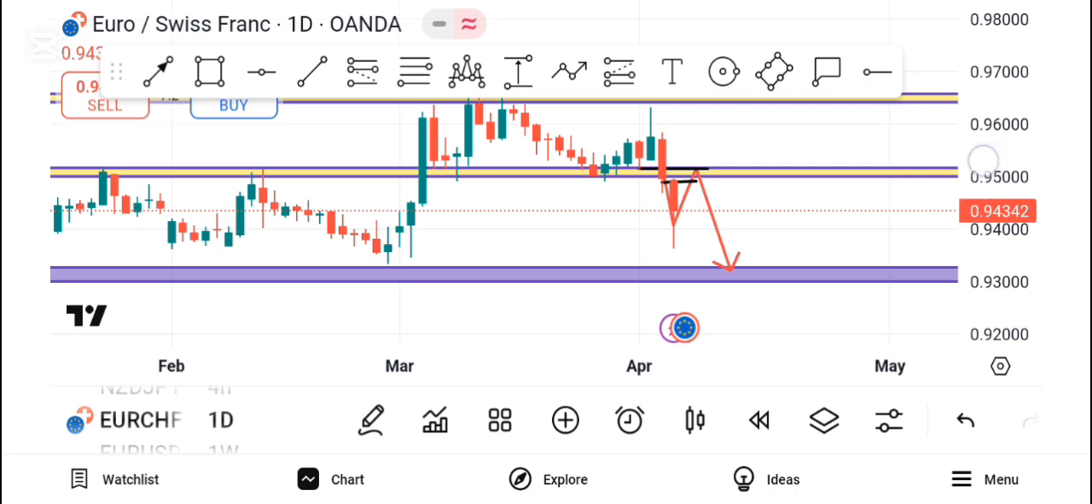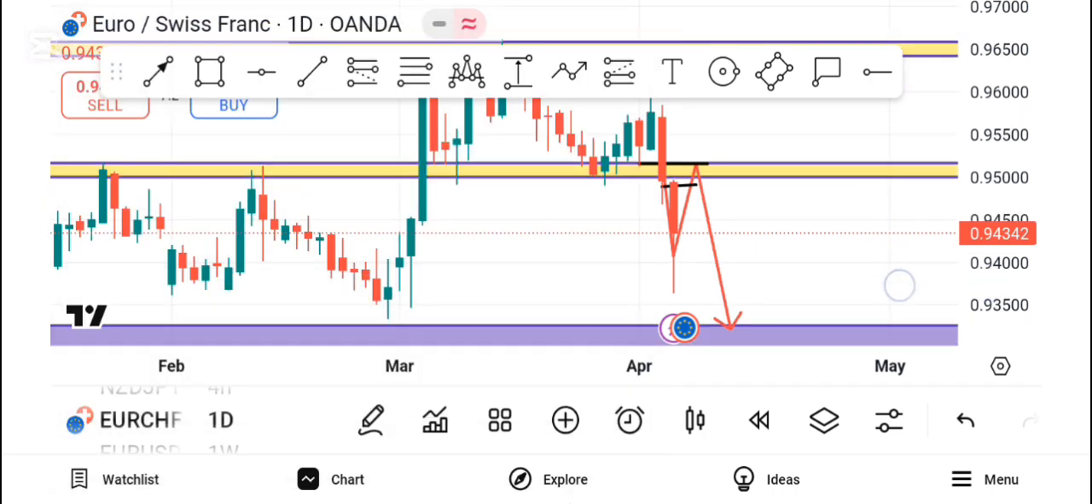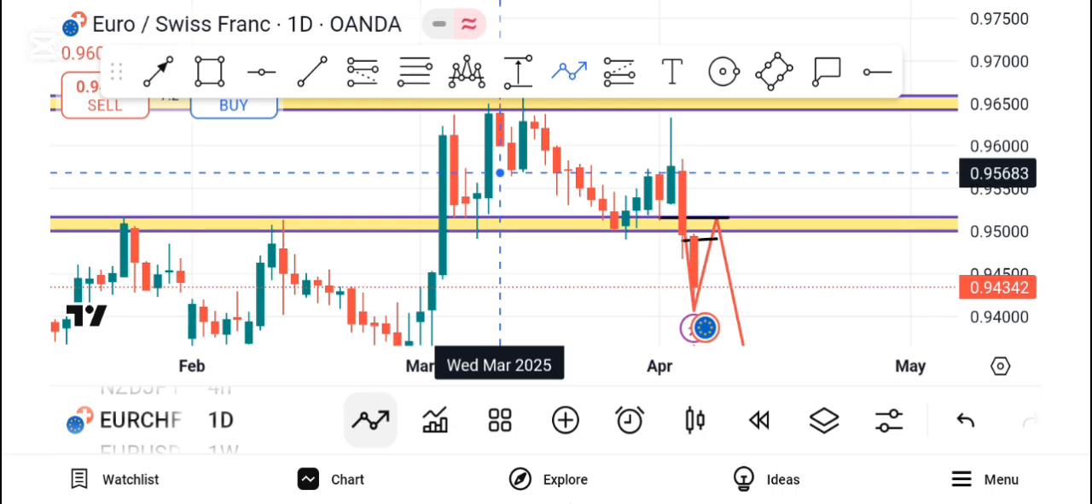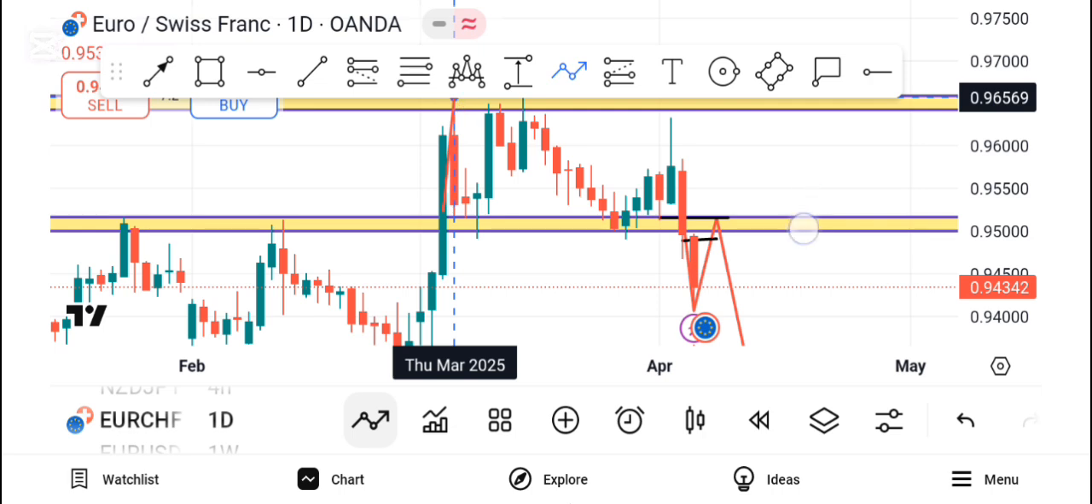This is the daily time frame on Euro Chef. What do we see on the daily? You can see a downtrend. This looks somewhat like a double top, or double whatever you want to call it.